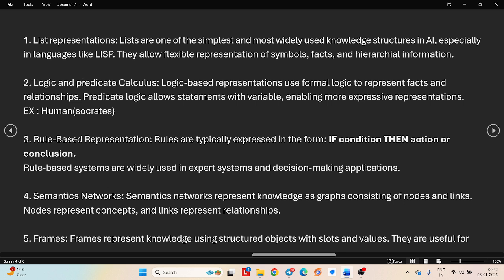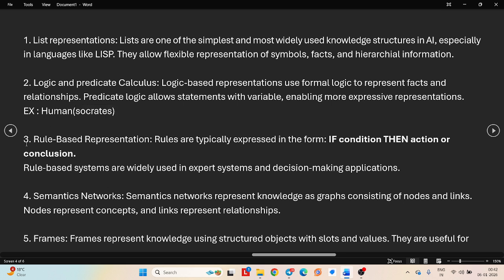Next we have logic and predicate calculus. Logic based representation uses formal logic to represent facts and relations. Predicate logic allows statements with variables, enabling more expressive representation. For example, if you give human Socrates, then it will state whether the given condition is true or not.